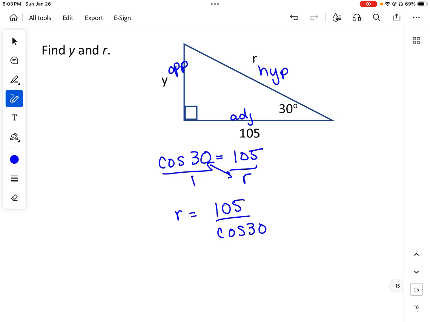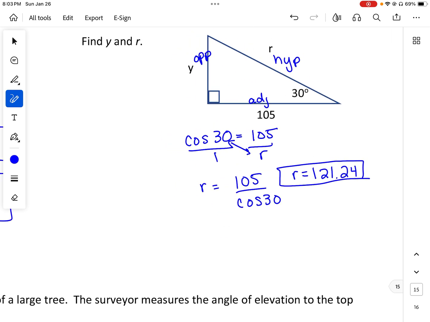Make sure your calculator is still in degree mode. So 105 divided by cosine of 30, and r equals 121.24. Make sure you're using your calculator and following along, and that you're getting the same values as me. Let's go to the next one.